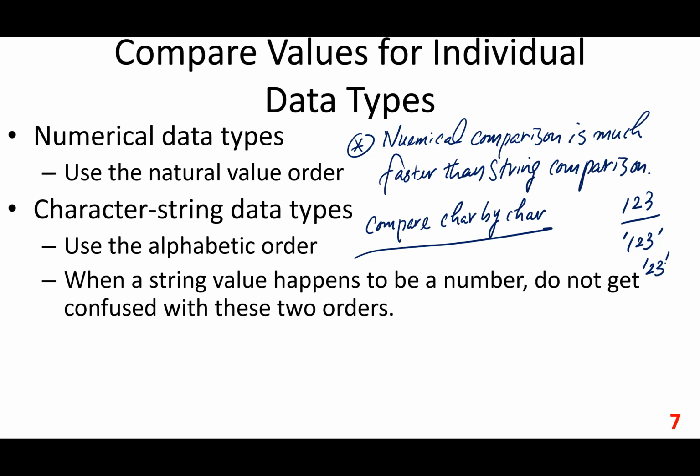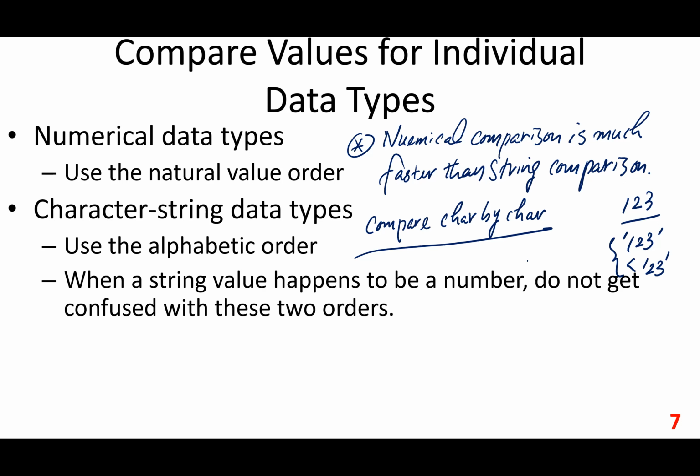Another 2, 3. But when you compare these two strings, 1, 2, 3 and 2, 3, the 2, 3 will be larger, right? Because the most significant digit is 2. 2 is greater than 1. So in alphabetic order, the 2, 3 string is larger than the 1, 2, 3 string.